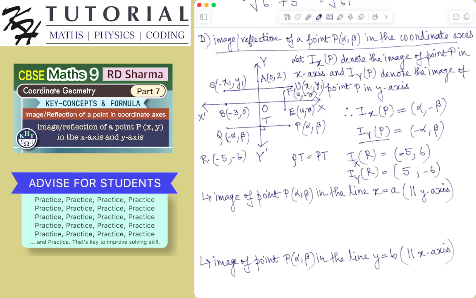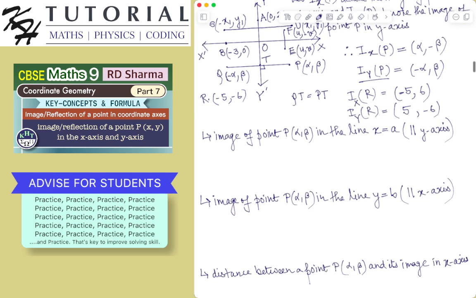Now, how do we find the image of a point in a given line? So far we discussed the image of a point in the y-axis or x-axis. Remember, the y-axis and x-axis are also lines. But what if we are asked to find the image of a point in a given line, and those lines will be either parallel to the y-axis or the x-axis?